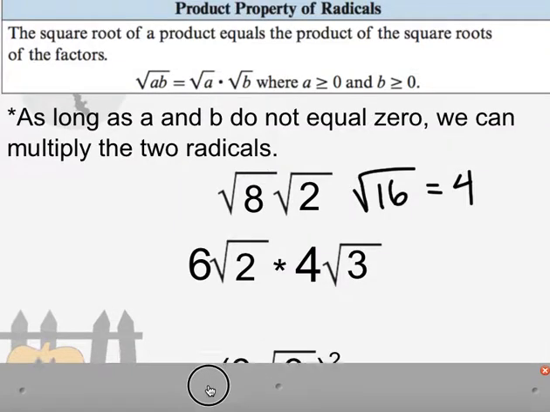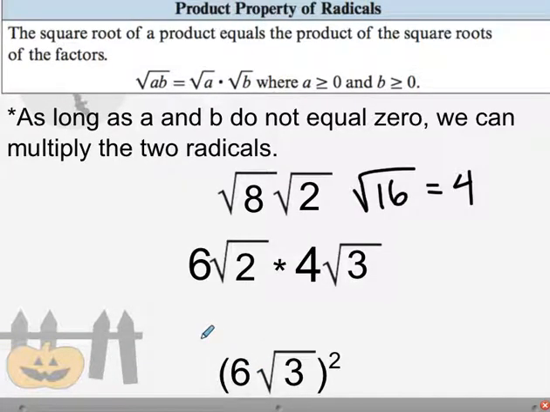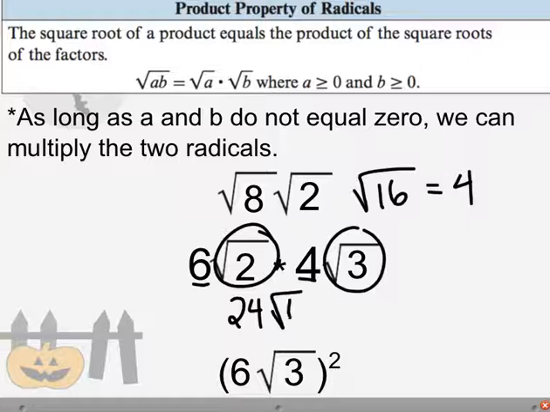Okay, some other examples here. If we have 6 root 2 times 4 root 3, well, we can multiply the radicals together, and we should multiply the coefficients together. Meaning that I need to multiply 6 and 4 to get 24, and I can multiply together root 2 and root 3 to get root 6, which actually can't be simplified any further.